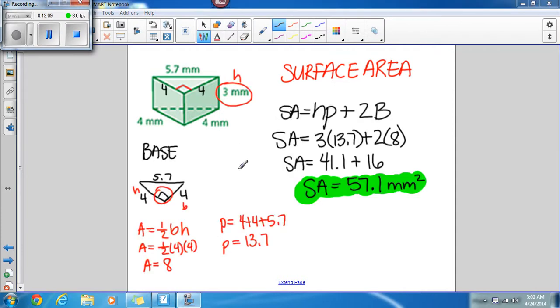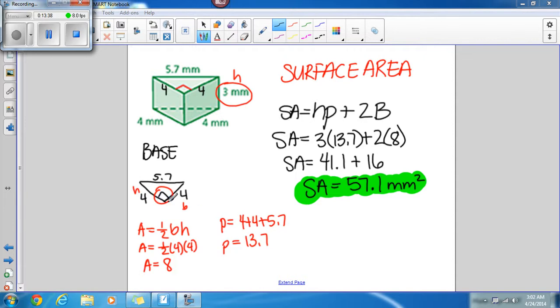Alright, so hopefully you got your question done. I got mine done. Hey, I heard that. I used my surface area formula as surface area equals HP plus 2B. I found that when I drew out the base, here's the base, it's a triangle, I knew that the bottom parts here were 4, so that meant that the top parts here were 4 also. So I had a 4, 4, and a 5.7. So if I find the perimeter, it's 4 plus 4 plus 5.7. That's over here, that's the 13.7.